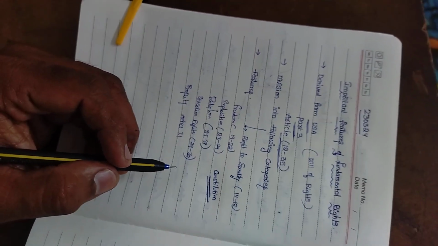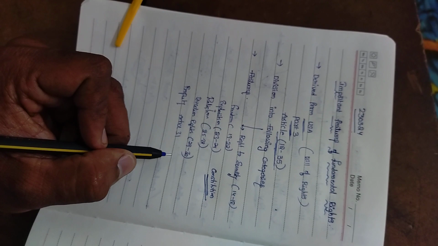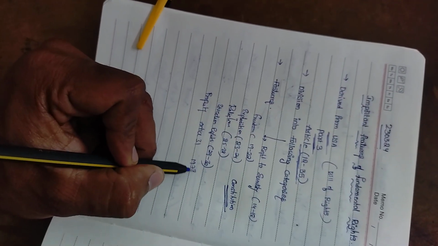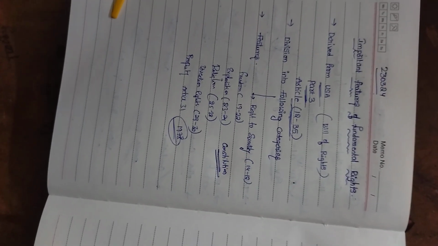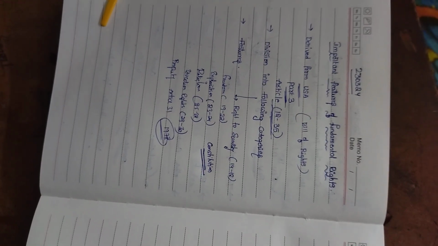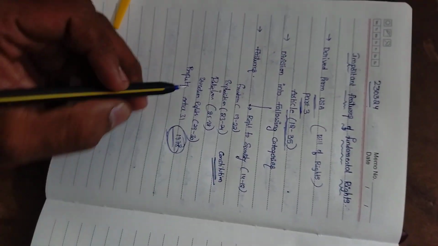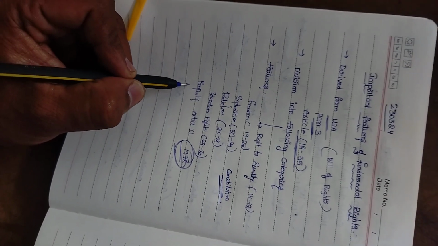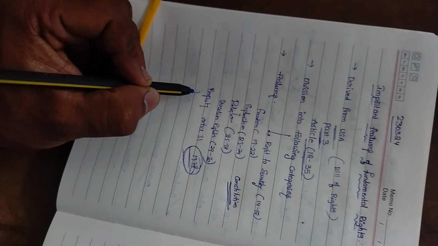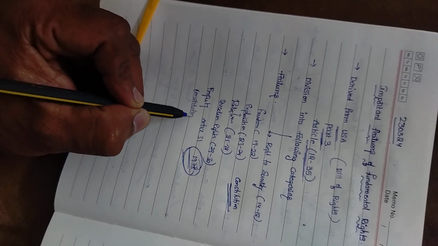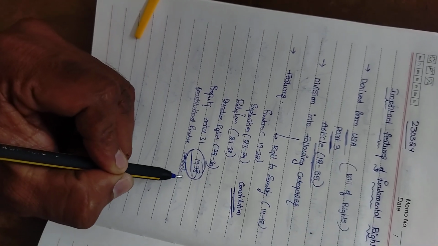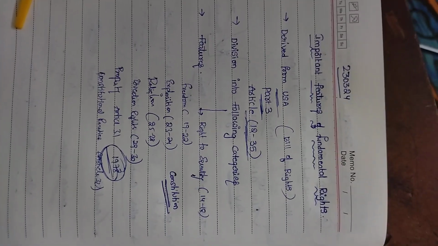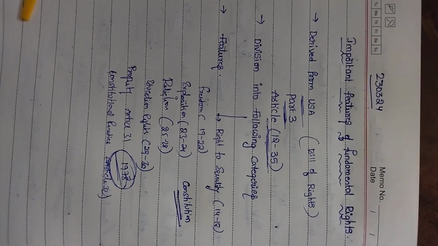which was removed by the 44th Amendment and made an ordinary legal right in 1978. Once again I am repeating, that is the right to property. It represents Article 31, which was removed by the 44th Amendment and made an ordinary legal right in 1978. And the last one is right to constitutional remedies, that is Article 32. These are the categories broadly divided for the fundamental rights.